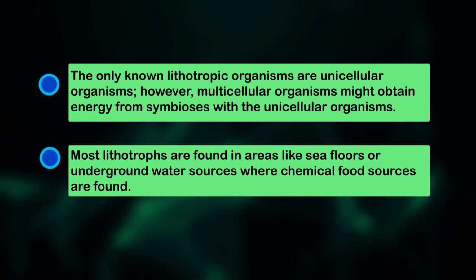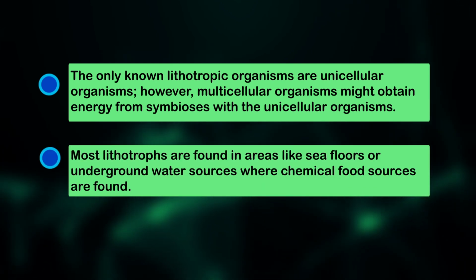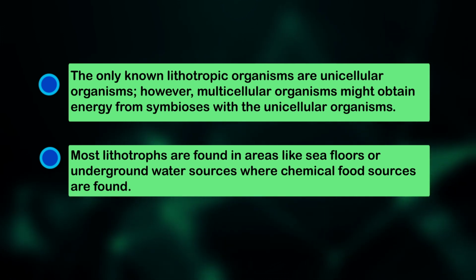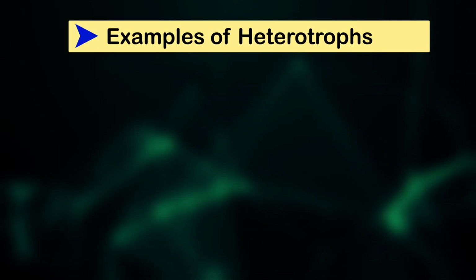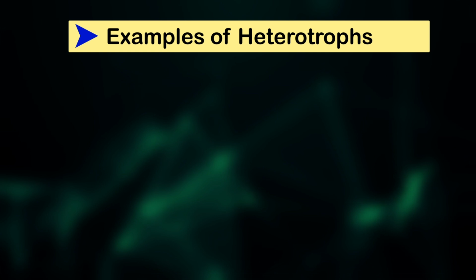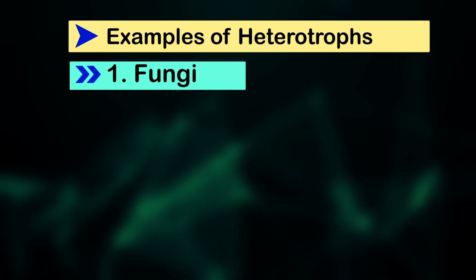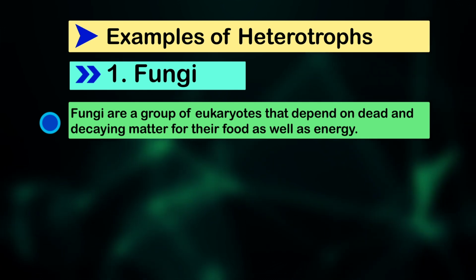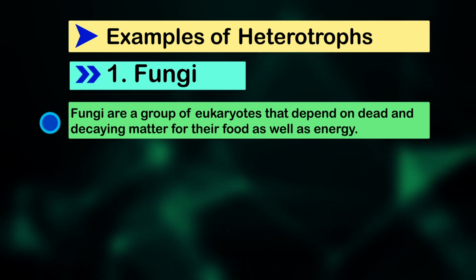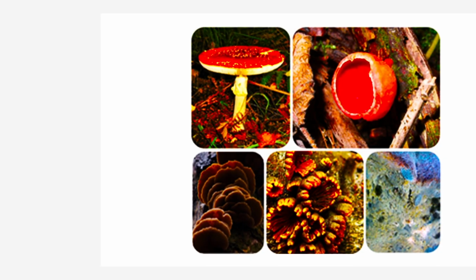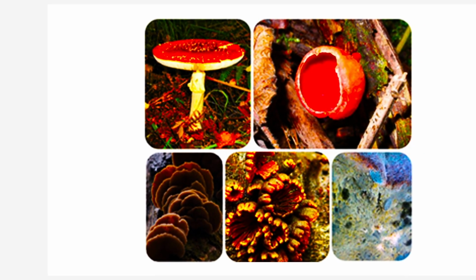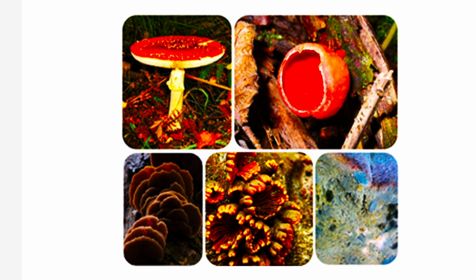Mostly lithotrophs are found in areas like sea floors or underground water sources where chemical food sources are present. Now, let us look at some examples of heterotrophs. The very common one is fungi. They are a group of eukaryotes that depend on dead and decaying matter for their food as well as energy. They are organoheterotrophic organisms that use complex organic compounds as their electron source.